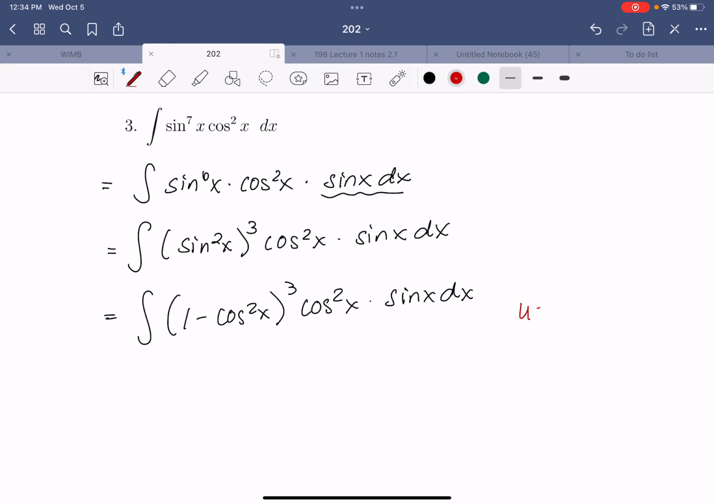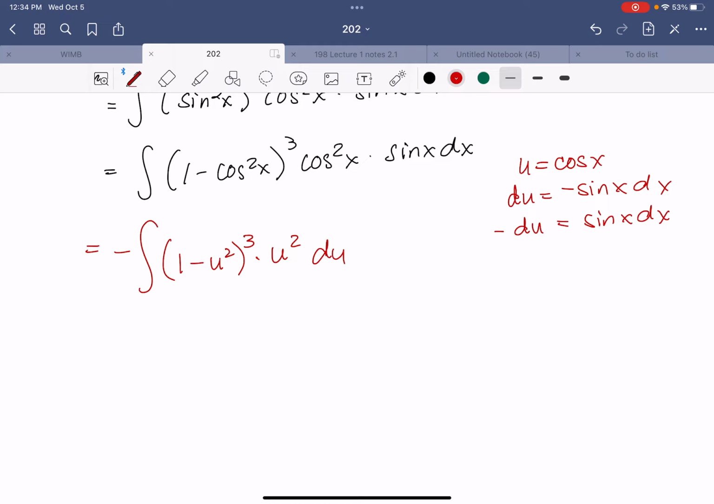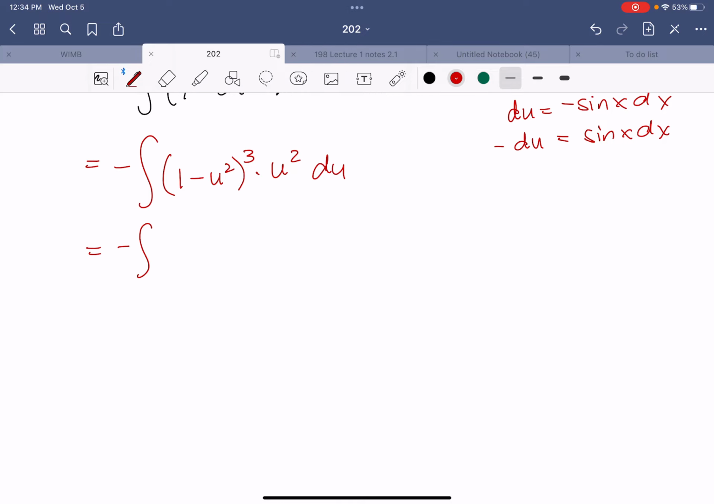From here, I'm going to use my u sub. So u is going to be cosine. du is negative sine x dx. Move the negative to the other side. So when I sub here, I get a negative that pops out in front. My cosine becomes u, so it's 1 minus u squared to the 3rd times u squared. The sine x dx is my du. Right, I already put the negative out front. Now you've got to go ahead and multiply this all out. So you've got 1 minus u squared, squared, times 1 minus u squared times u squared du.